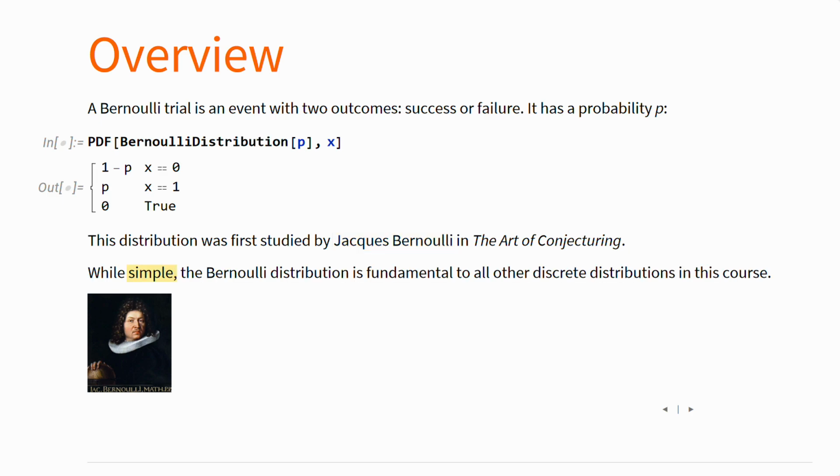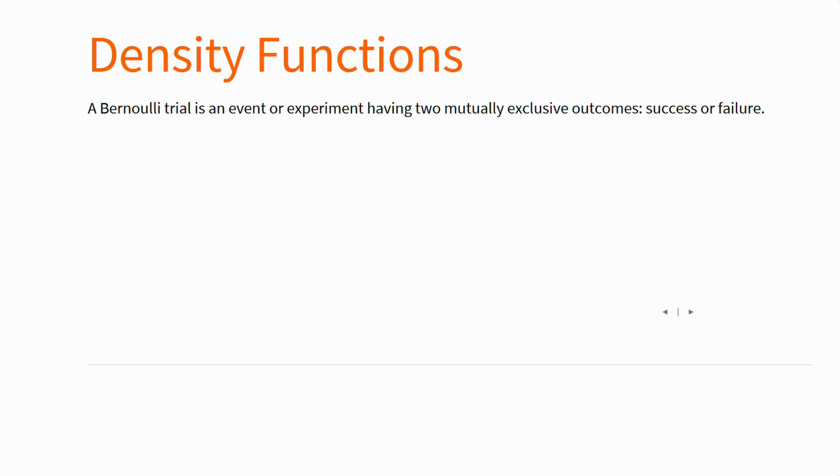While this is admittedly a very simple distribution, it's also arguably the cornerstone of all other discrete distributions in this course. A Bernoulli trial is usually best understood as a success or a failure event, where success and failure are mutually exclusive, it's one or the other. Success has a given probability p, and failure is the natural complement, as it has the probability 1 minus p.